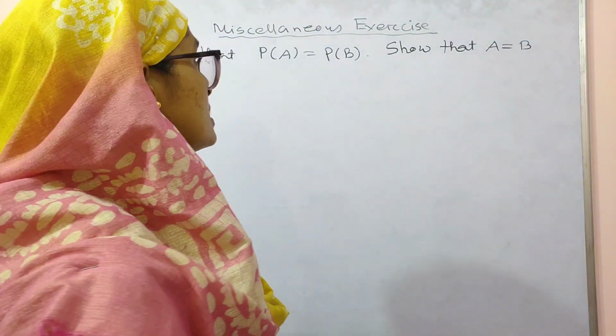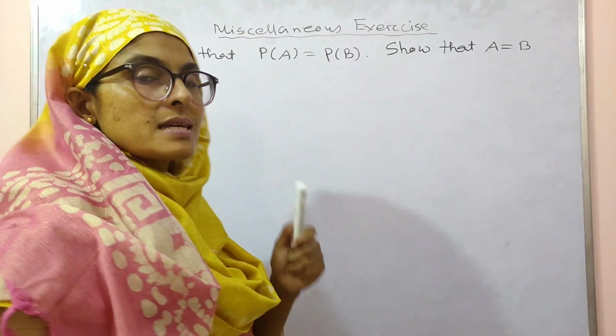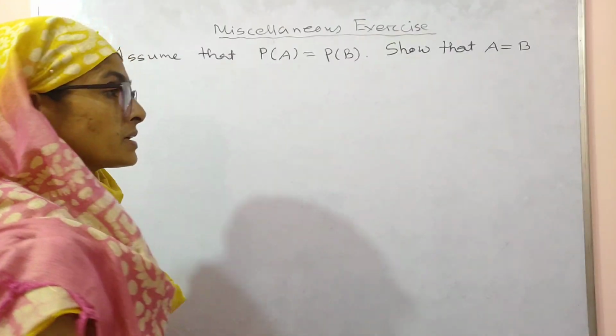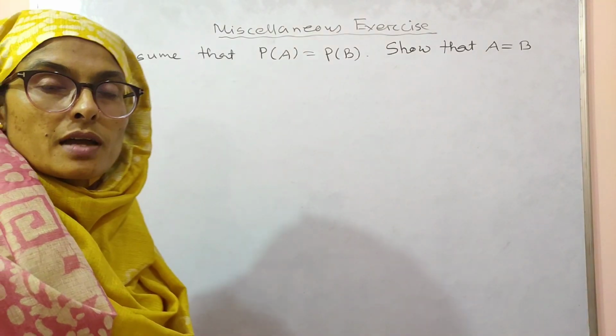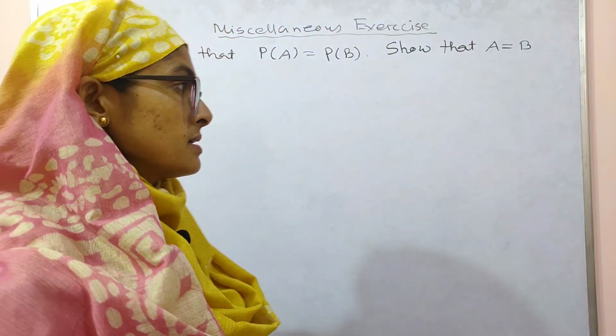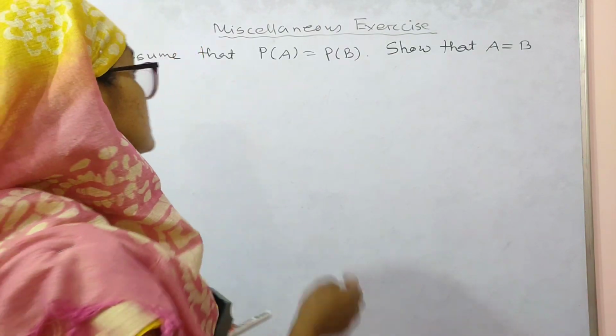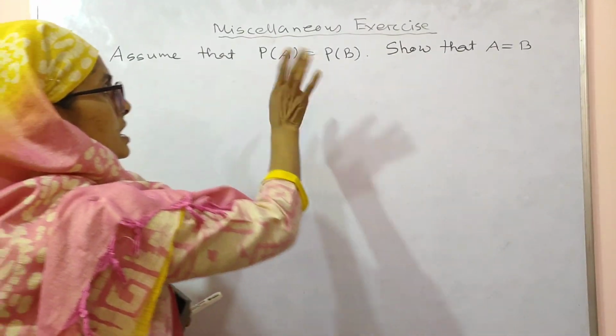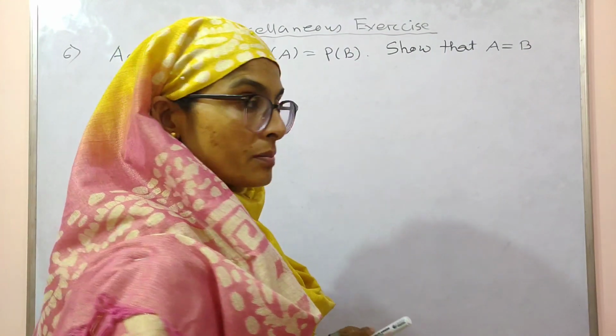Today I am going to discuss the miscellaneous exercise on sets. I have already discussed questions 1 to 5 in the previous two classes. You can check the playlist. Here, from question number 6, assume that P(A) equals P(B), so that A equals B.